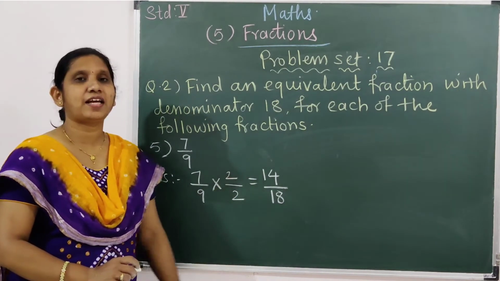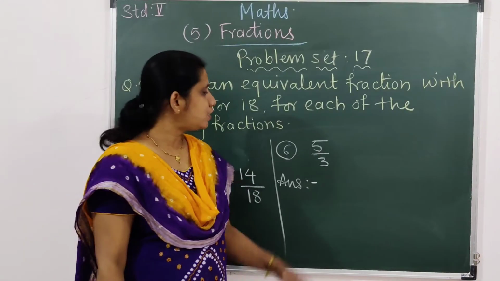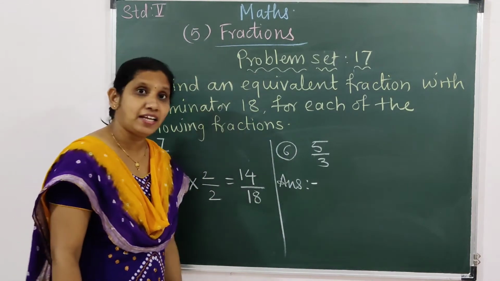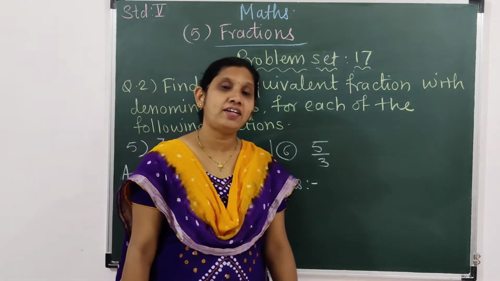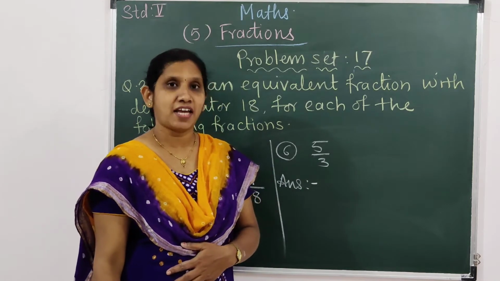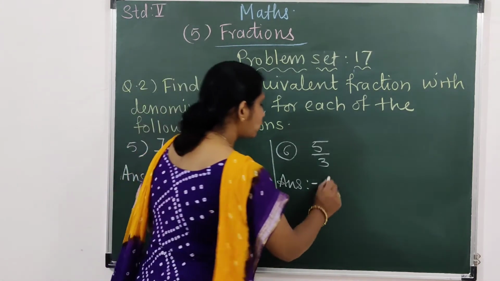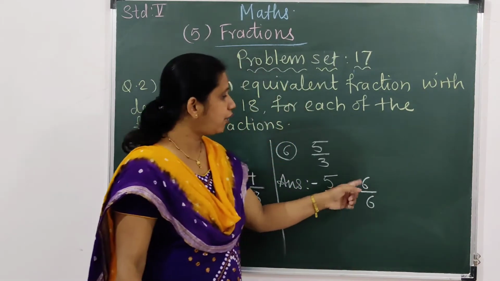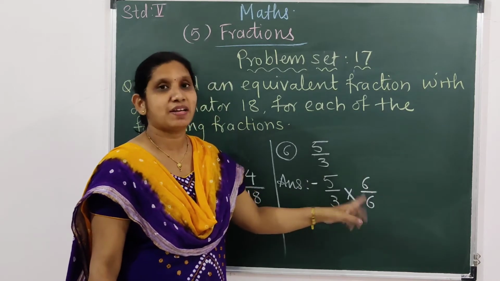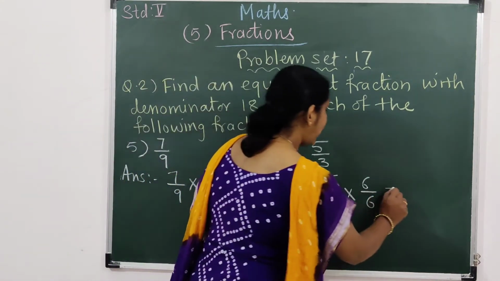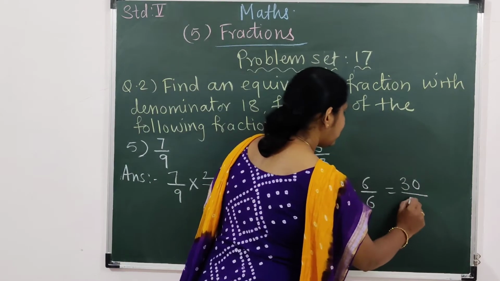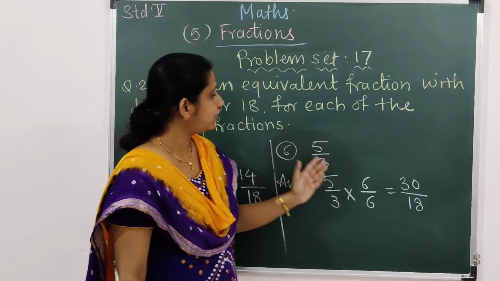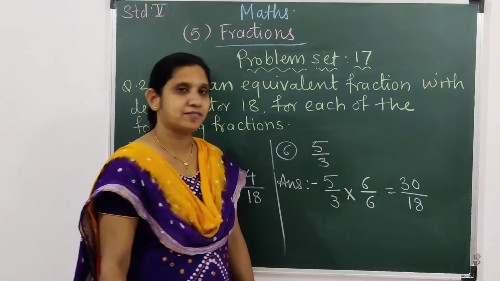Let us see the last example of this question. Students, the fraction is given 5 upon 3 and we want denominator 18. Then concentrate on the denominator. 3 how many is 18? Yes, 3 sixes are 18. So 5 upon 3 multiplied by 6 upon 6, because we have to multiply in the numerator as well as in the denominator. So 5 sixes are 30 upon 3 sixes are 18. So the equivalent fraction of 5 upon 3 is 30 upon 18.